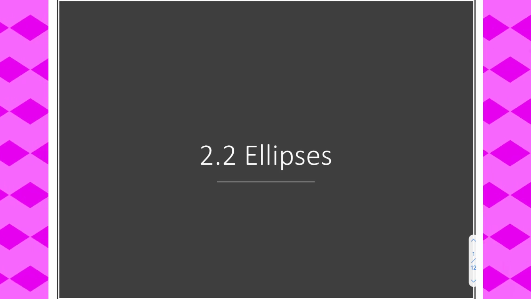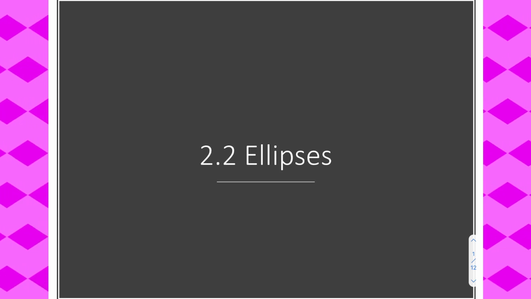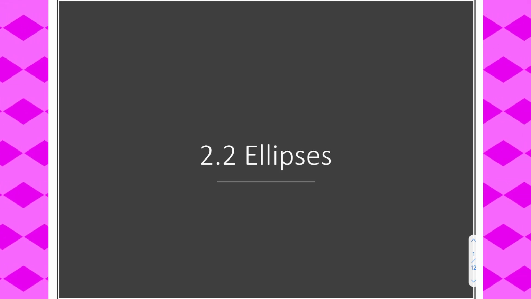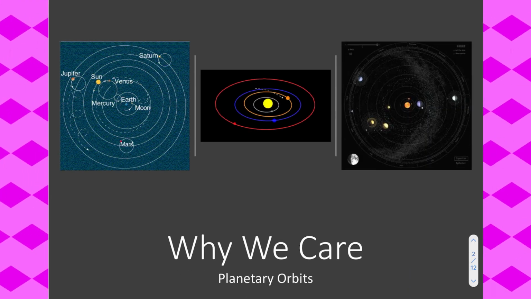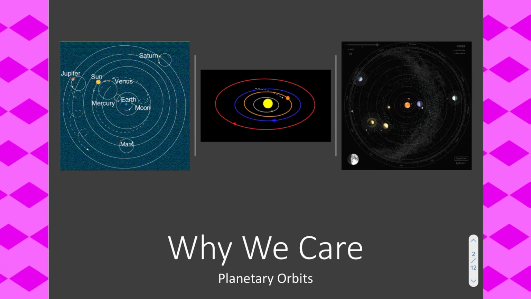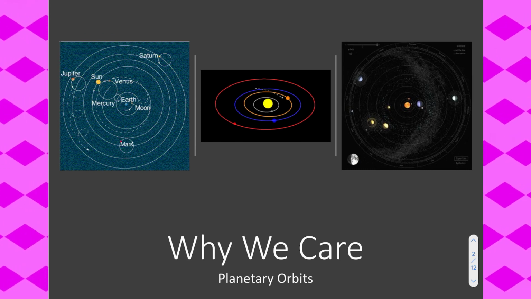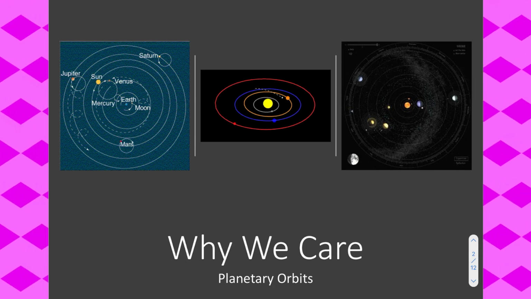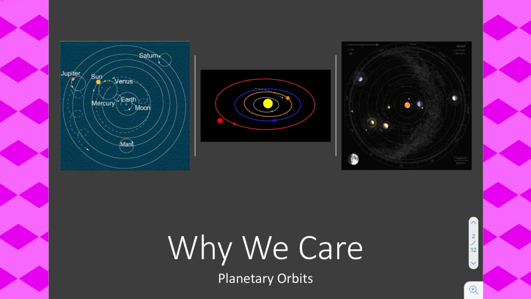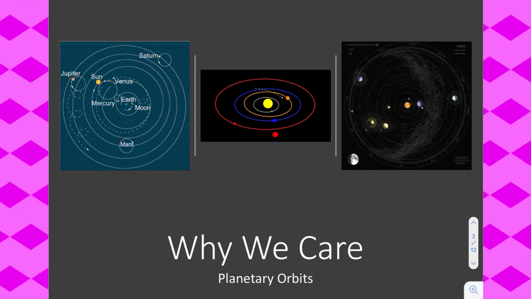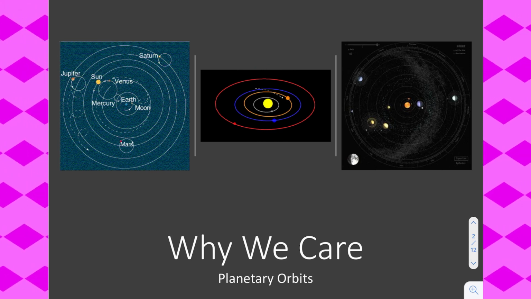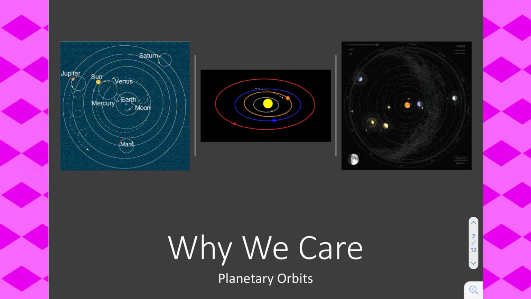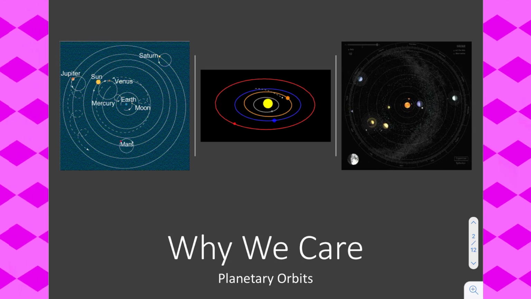Right, welcome. This next lesson is on ellipses, our next conic section. So why we care about ellipses, one big application is planetary orbits. Planets largely orbit in ellipses, not circles. Some planets orbit closer to circles than others. Earth's orbit is pretty close to a circle, but they are all in ellipses.